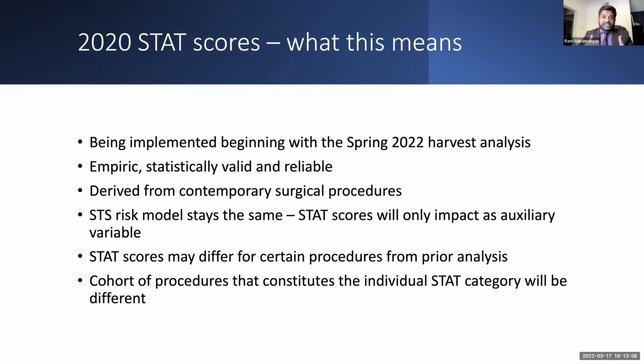What this means is that starting in the spring 2022 harvest analysis, that is this March, when we finish this April, when we finish the harvest close and start the harvest analysis, we're going to start utilizing the 2020 STAT scores starting now. This should give us a lot of satisfaction because these new 2020 STAT scores are empiric. Every one of the 235 procedures is actually in our database, and we have verifiable mortality numbers. It is statistically valid. It is completely reliable, peer-reviewed, published.